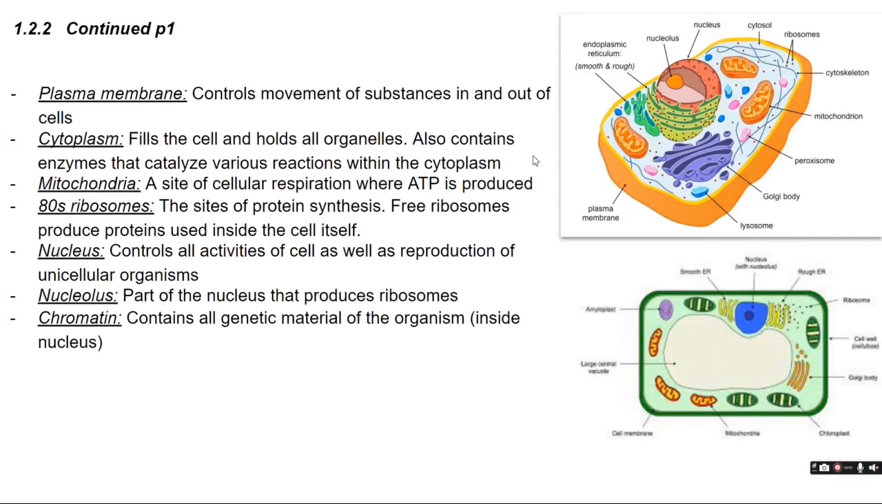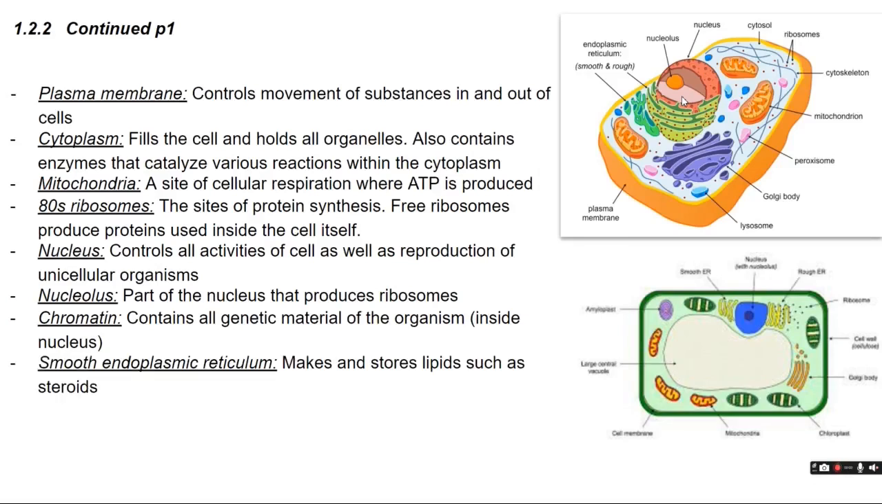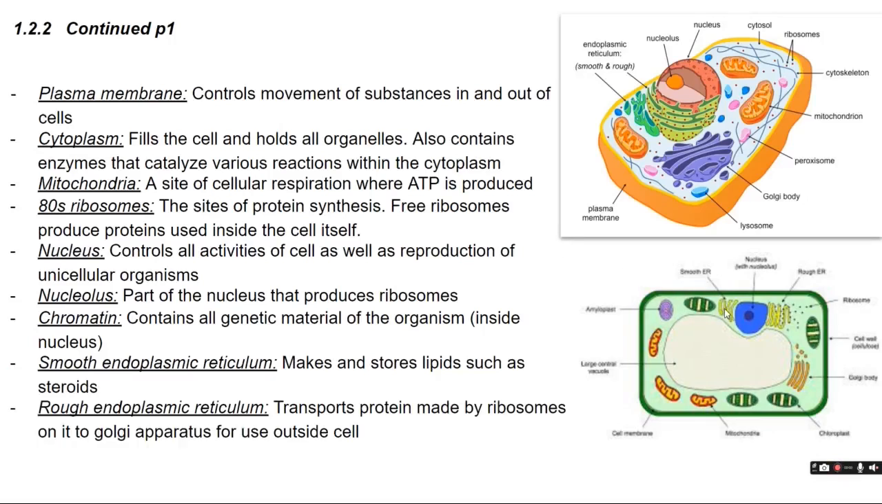Then we have chromatin, which is basically the part that contains all the genetic material of the organism, which is inside the nucleus. It'll be around here on the inside. And then we have the smooth endoplasmic reticulum. So we can see that right here, this green thing does not have ribosomes on it, and its function is to make and store lipids, such as steroids.